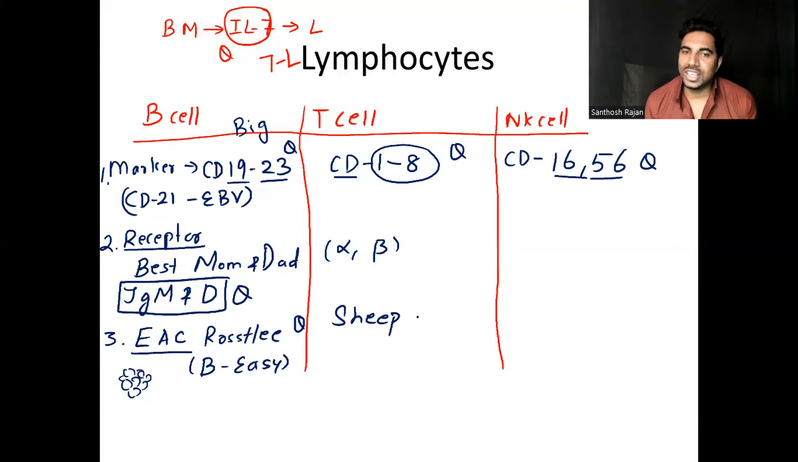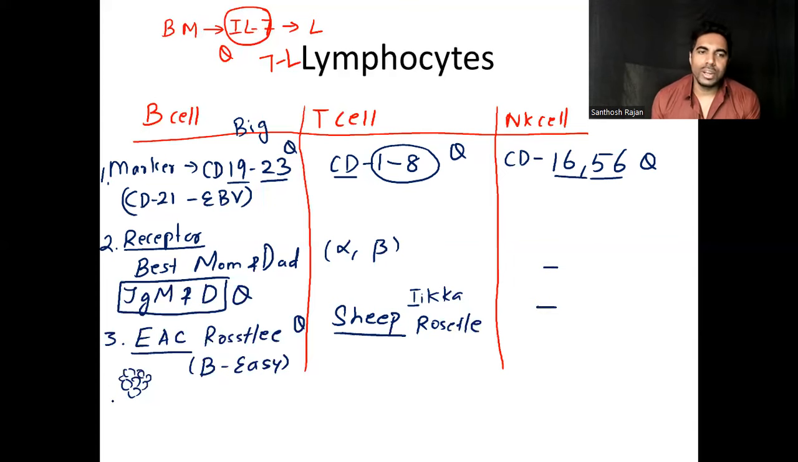sheep rosette. T sheep. I say sheep tikka is very delicious. T for tikka, S for sheep. Sheep tikka. So sheep rosette. Okay, important. Got it? Very easy. And here there is no rosette formation. And another very important thing is what?